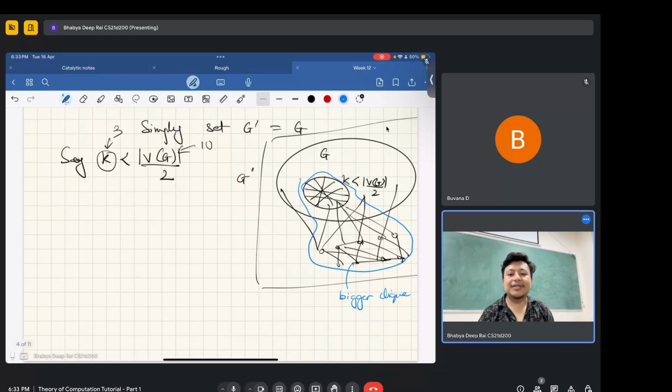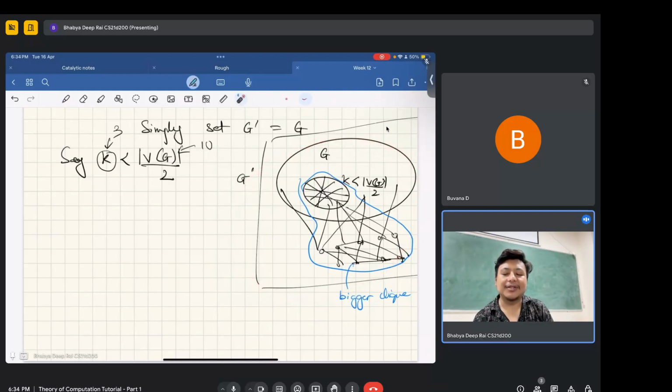And how big should this click be? This bigger click should be exactly half the number of vertices in G prime. Getting it? Because this is G prime.